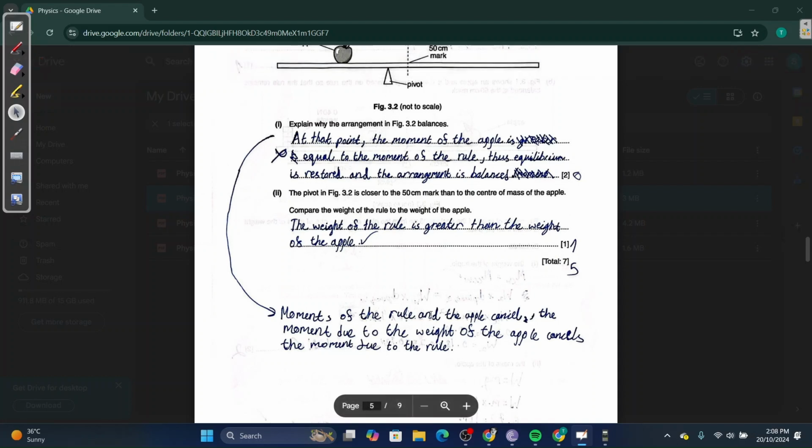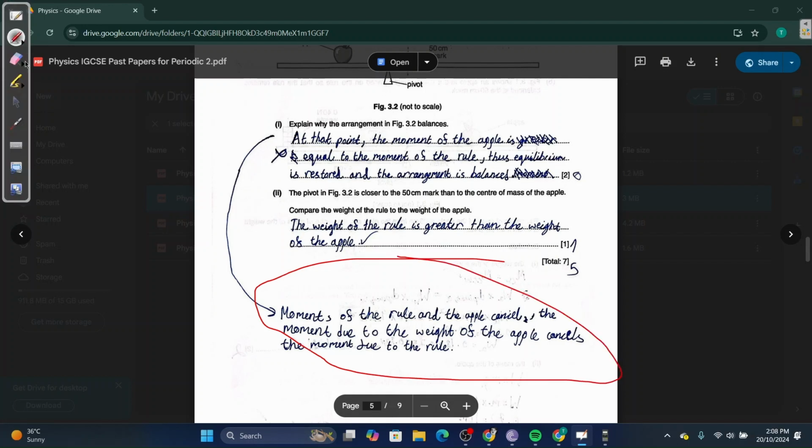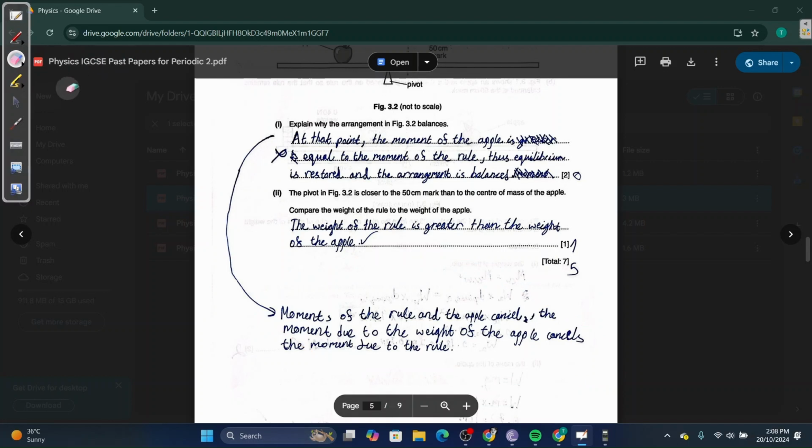So we'll take the marking scheme answer, which is this. This is the mark scheme's answer. Now, the moments of the rule and the apple cancel, because in equilibrium, again, you're going to have your moments cancel. The moment due to the weight of the apple cancels the moment due to the weight of the rule. Okay, yeah, that's correct. I didn't write the weight of the rule in the marking scheme, but it's correct as well. So this is the correct marking scheme answer. Here, I'll just add the moment due to the weight of the rule.